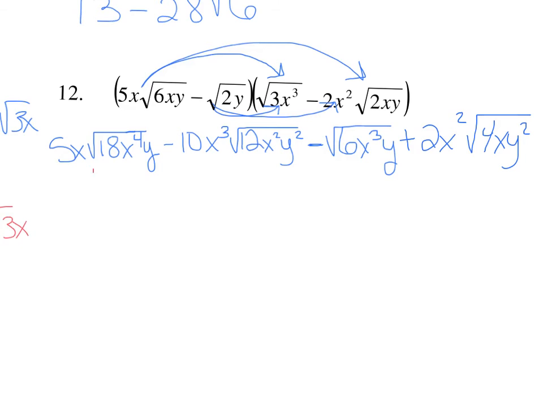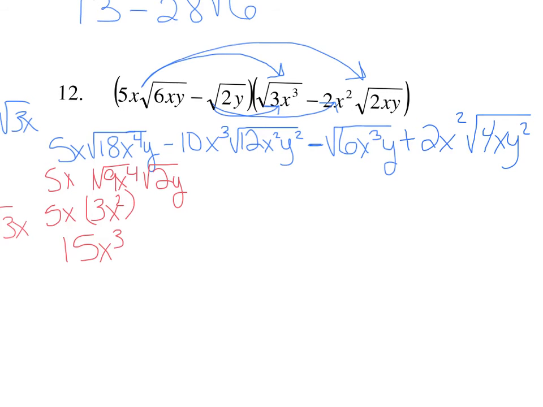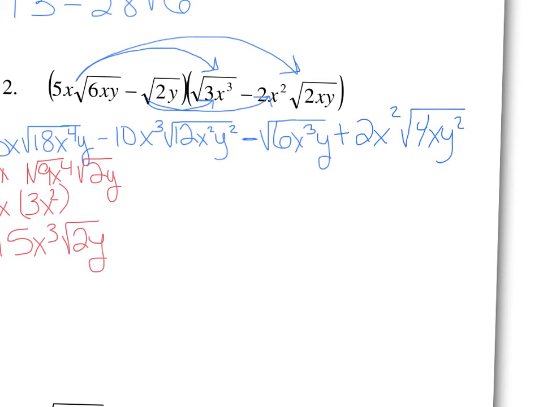So 18 is 9 times 2. X to the 4th is perfect. Y has to stay in the not perfects. So we're going to have 5x times 3x squared makes 15x cubed, square root of 2y. Next to that, we have -10x cubed. The 12 is 4 times 3. X squared and y squared are both perfect.